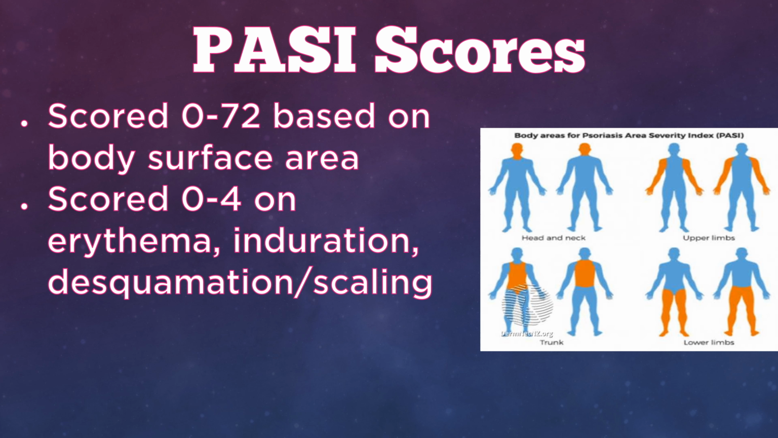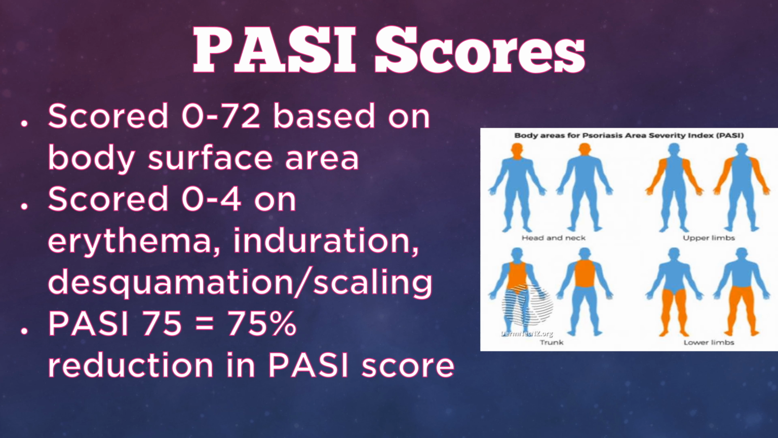When someone mentions a PASI 75, this refers to a 75% reduction in a patient's PASI score. So, a patient would have successfully reached a PASI 75 if their initial PASI score of 40 was reduced 75% to a final score of 10.